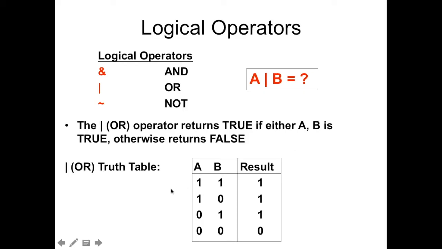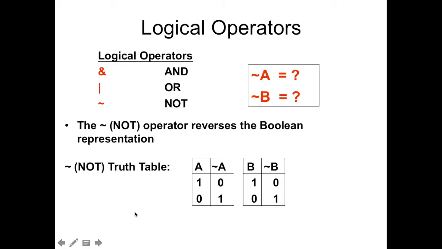For the OR operator, if A is 1 or true and B is true, then the result will be true. If either A or B is true, the result will also be true. Only when both are false will the result be false. And for the NOT operator, it doesn't compare two cases, it just produces the opposite effect. If A is 1, then the NOT of A is 0, and if A is 0, then the NOT of 0 is 1, and same goes for B.